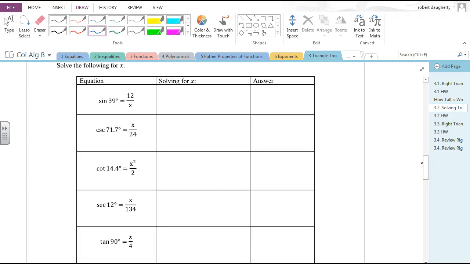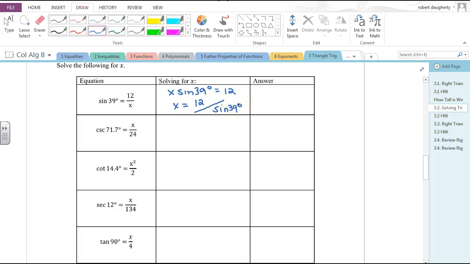So let's look at solving equations for x. First step is to algebraically get x by itself and then use our calculator to estimate. So how can I get x by itself here? What do I need to do to both sides of the equation? Multiply by x first. If I multiply both sides by x, I get x times the sine of 39 equals 12, right? Now what do I do to get the x by itself? Divide by sine of 39. So x is equal to 12 divided by the sine of 39 degrees.